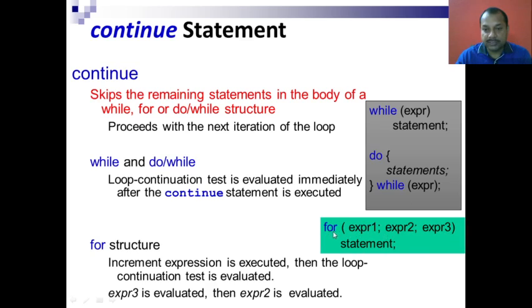And for the for structure, if you remember, expression 1 will be evaluated only once, then expression 2, then statement, then expression 3, then expression 2, and like that. That's why when I encounter one continue statement here, then I will jump to expression 3. I will not go through the next statements of that for loop. I will skip that. I will jump to expression 3. I will evaluate expression 3. I will go back to expression 2. Then I will start executing the block of statements.